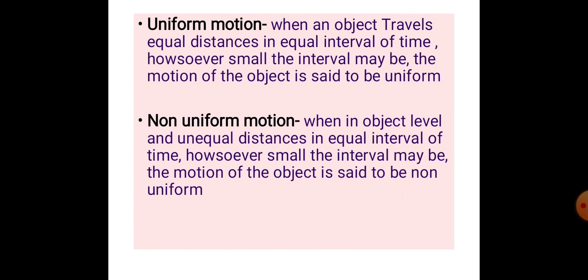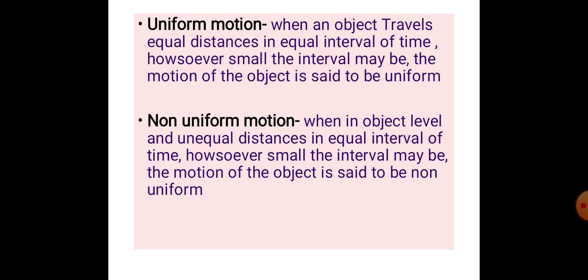When an object travels equal distances in equal intervals of time, howsoever small the interval may be, the motion of the object is said to be uniform. For example, suppose a car covers 60 km in the first hour, another 60 km in the second hour, again 60 km in the third hour, and so on. The motion of the car is uniform motion.